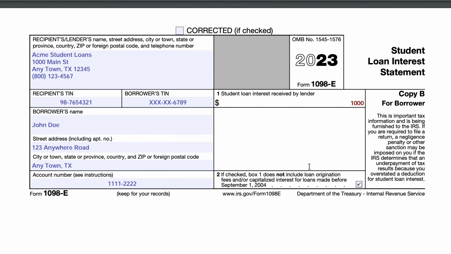So most people can follow the instructions located in the Schedule 1 instructions. There's a worksheet that you would use to walk through that. We'll put a link to that walkthrough, that YouTube video, in the show notes as well.